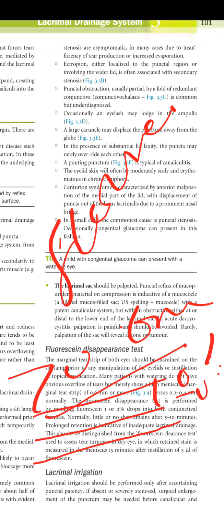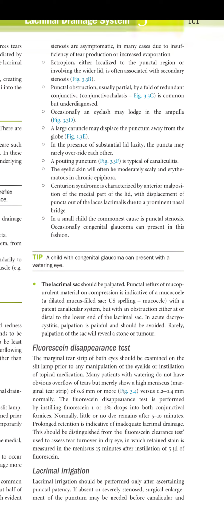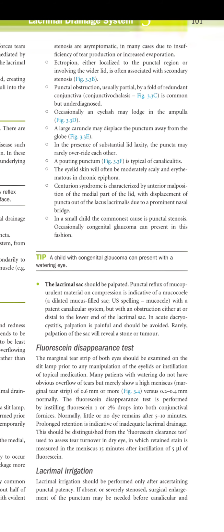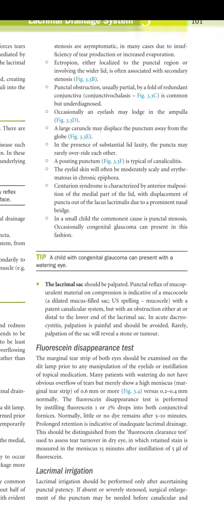And what you do in the disappearance test is that you put a 1 to 2% drop of fluorescein in the eye, and then you see the eye after 5 to 10 minutes. Basically after 5 to 10 minutes usually no dye remains. And there is another test, the fluorescein clearance test, which is used to assess dry eye, in which you measure the retained stain in the meniscus 15 minutes after the instillation of 5 microliters of fluorescein. Basically, we will discuss it in the dry eye chapter. But in the fluorescein disappearance test, the fluorescein will not disappear in a case of a poor lacrimal drainage system.